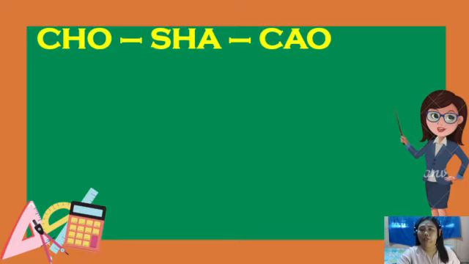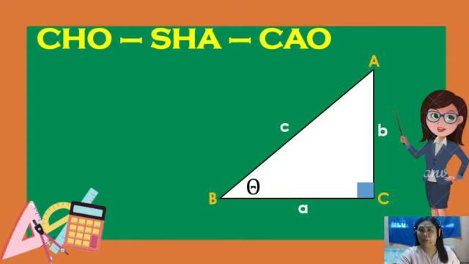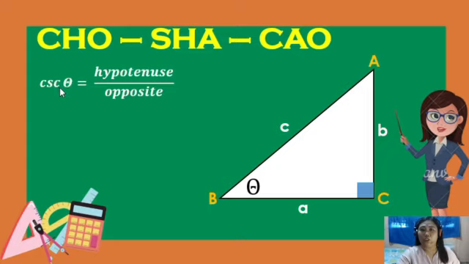We also have the reciprocal of SOHCAHTOA, which is CHO-SHA-KAW. The reciprocal of sine is cosecant, the reciprocal of cosine is secant, and the reciprocal of tangent is cotangent. Again, let's have our given figure. We have here CHO. It stands for cosecant theta is equal to hypotenuse over opposite side. The given hypotenuse is C and the given opposite side is B. So, we have here C over B.